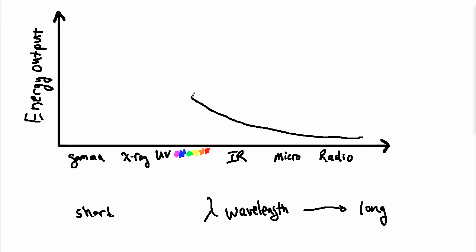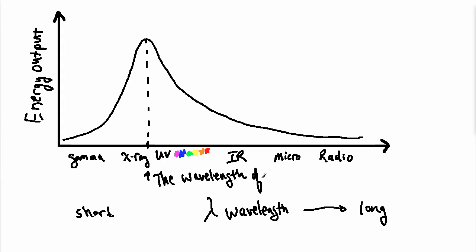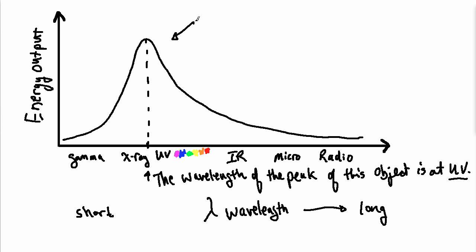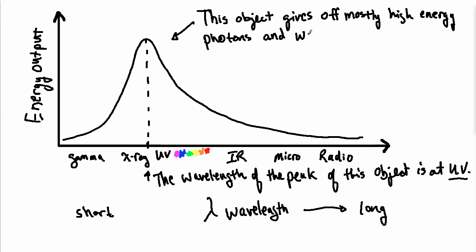Okay, now let's move to investigating another light curve. I'm going to draw another light curve here. And what we have is an object whose peak energy output occurs just before X-ray starts. So I'm going to identify that with this little arrow and say that the wavelength of the peak of the energy output of this object, it gives off mostly high energy photons, and as a result this object would be hot. Again, because the wavelength that the peak occurs at happens at a short wavelength of light, in this case out just at the edge of UV, right where X-ray starts, we would say that this object again gives off mostly high energy photons and would therefore be hot.